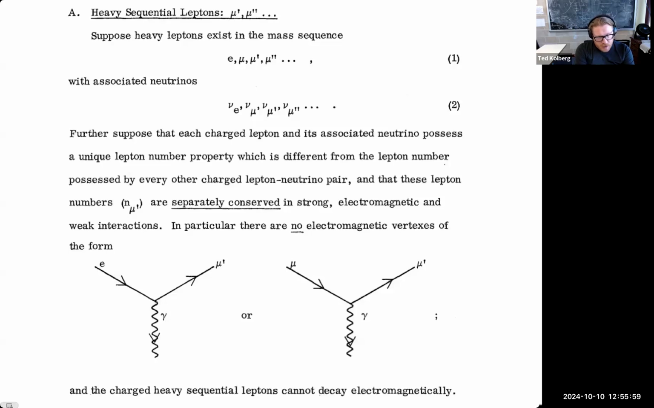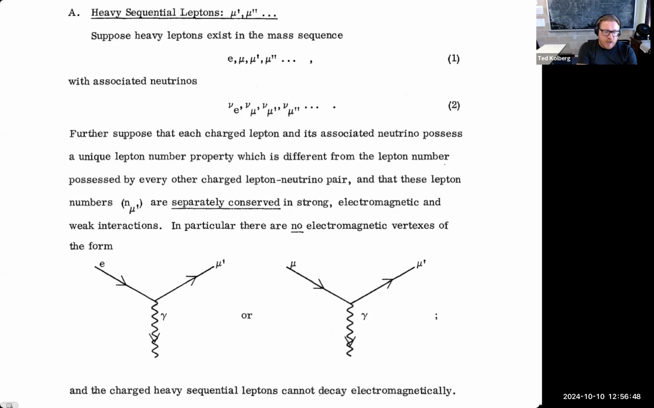Here, Perl uses the notation mu prime for the third generation sequential lepton, mu double prime for the fourth generation sequential lepton, etc. And then these sequential leptons are imagined to have their corresponding flavors of neutrinos using the same notation. And he says, further suppose that each charged lepton and its associated neutrino possess a unique lepton number property, which is different from the lepton number possessed by every other charged lepton neutrino pair, and that these lepton numbers are separately conserved in the strong, electromagnetic and weak interactions. Therefore, there would be no decay of mu prime to mu gamma or mu prime to e gamma.